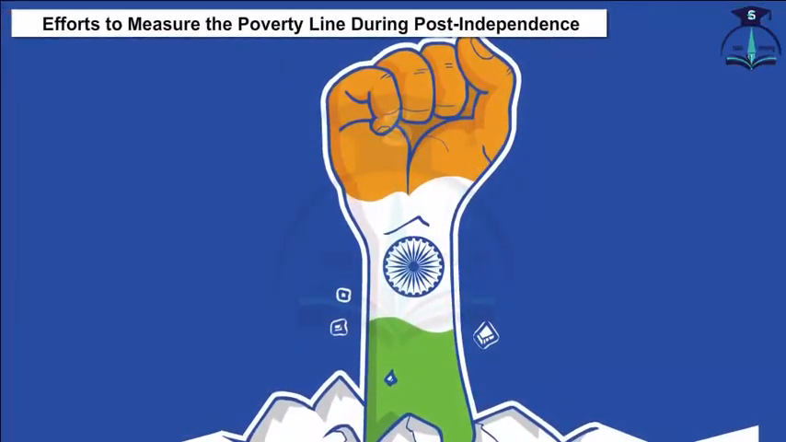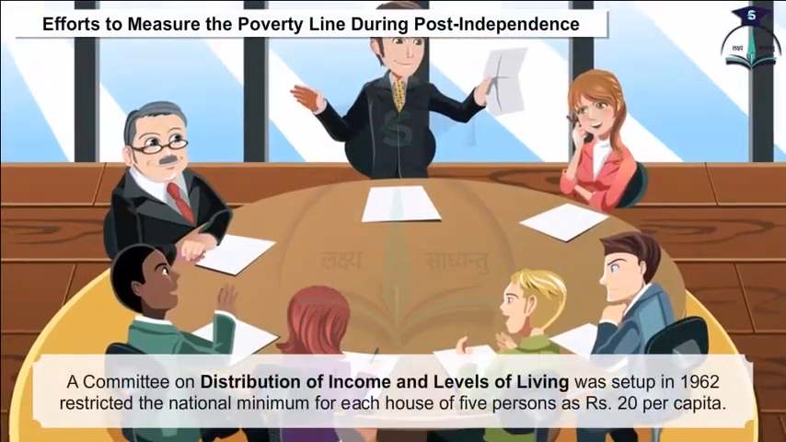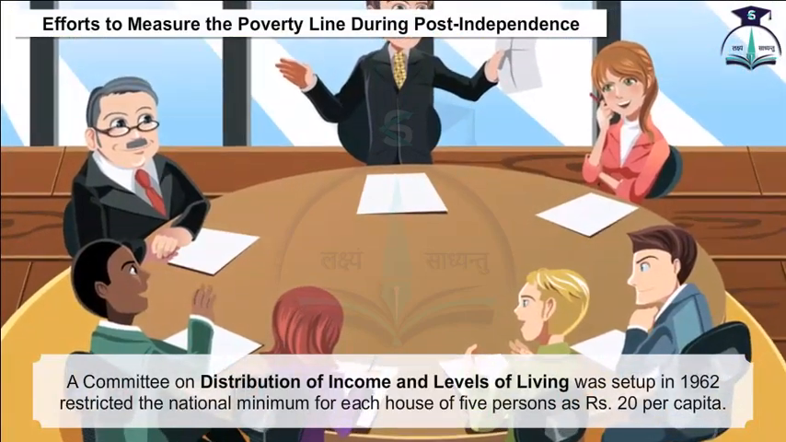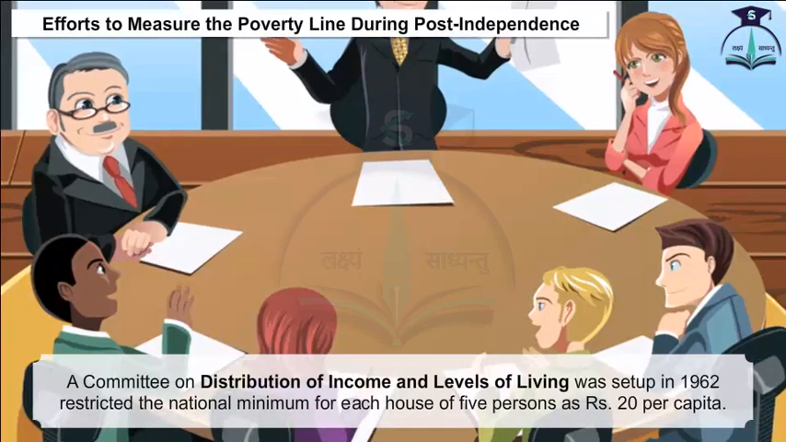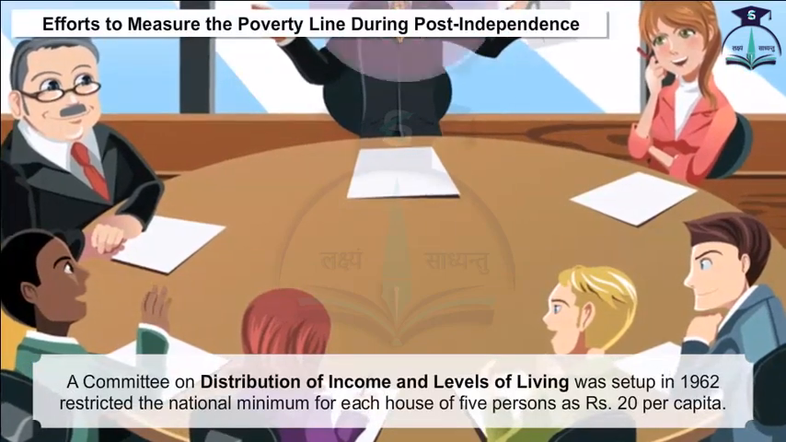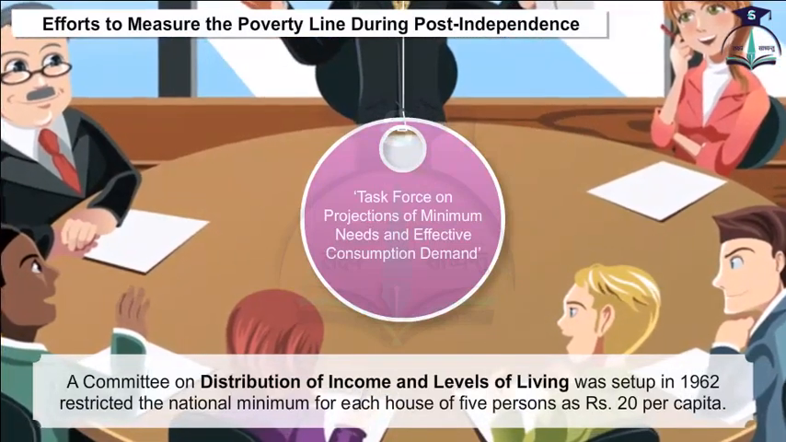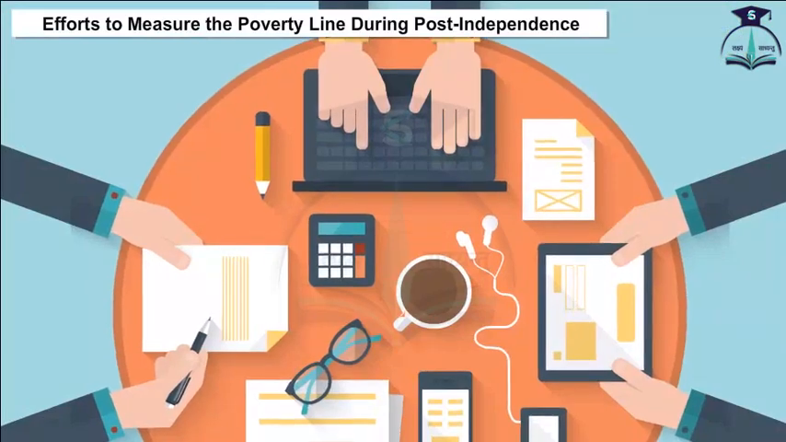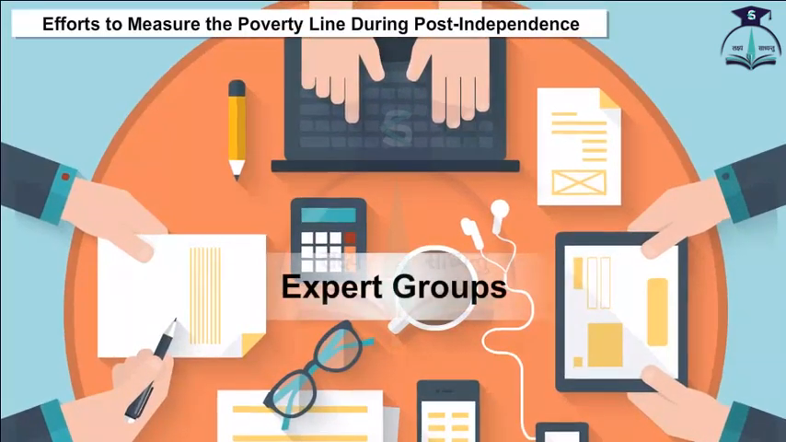Efforts to measure the poverty line during post-independence. A committee on distribution of income and levels of living, set up in 1962, restricted the national minimum for each household of 5 persons to 20 rupees per capita. In 1979, another body called the Task Force on Projections of Minimum Needs and Effective Consumption Demand was formed. And during 1989 and 2005, the government constituted expert groups for the same purpose.